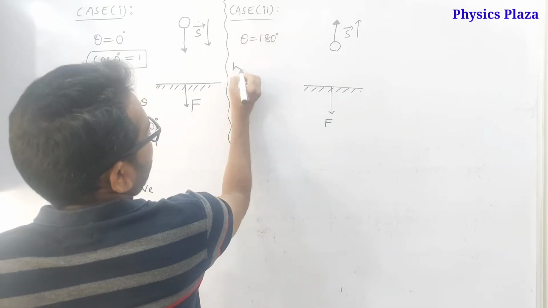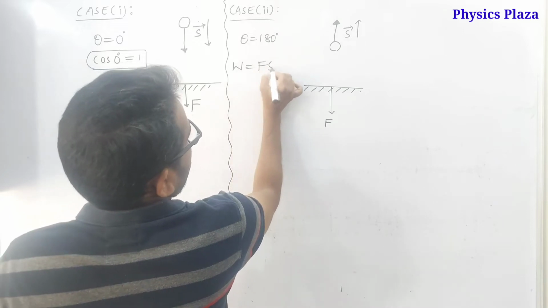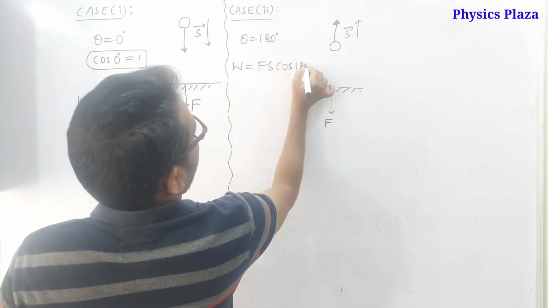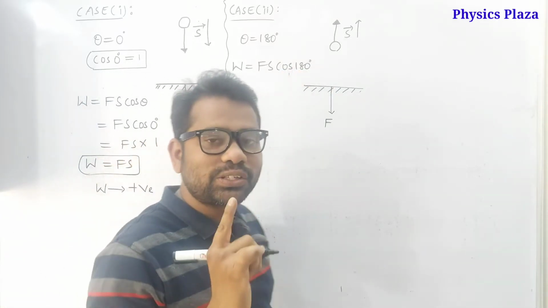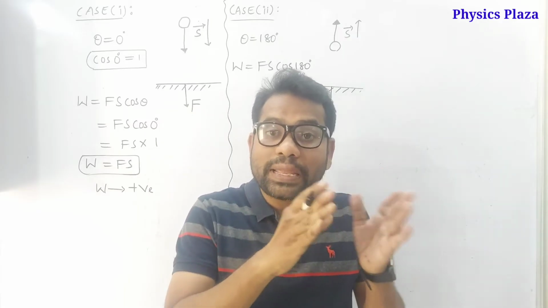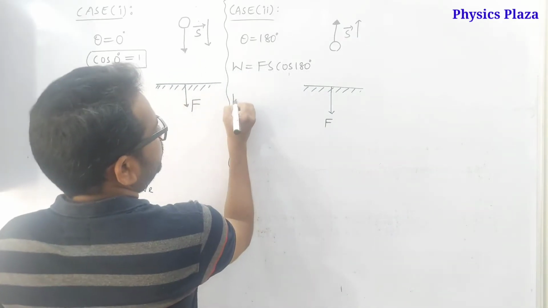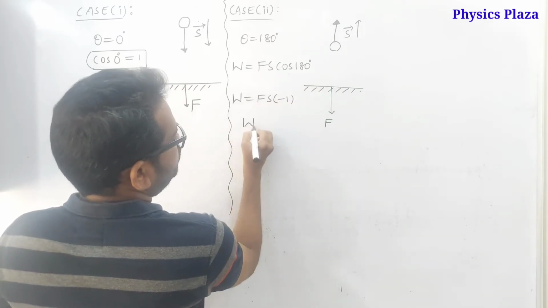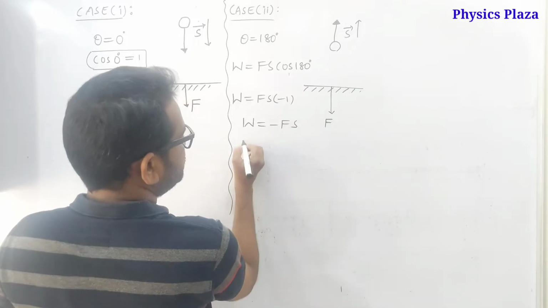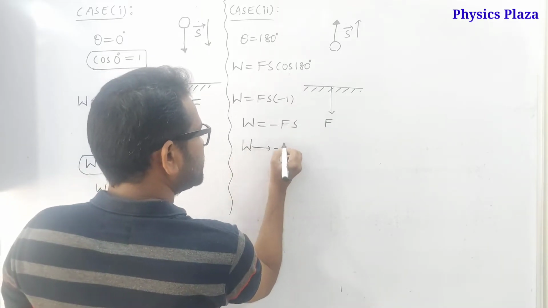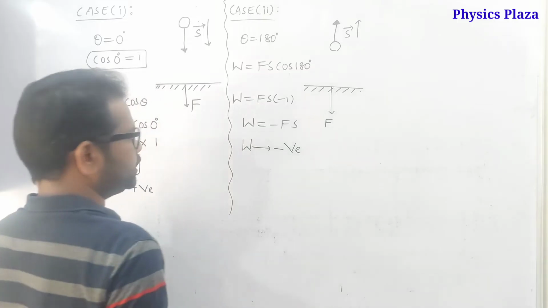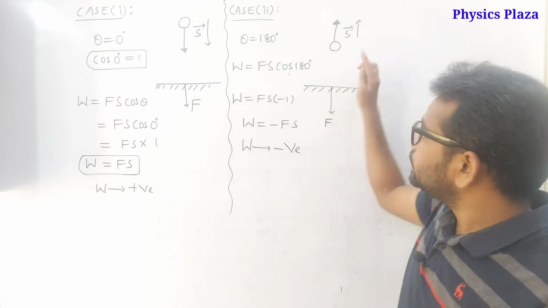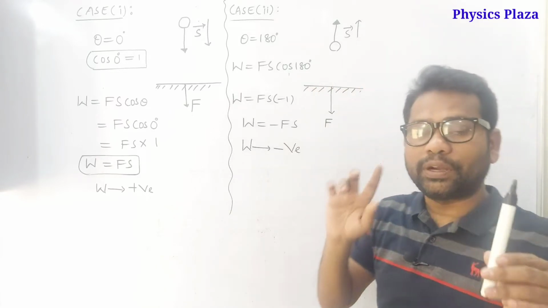Now let us write the expression. W is equal to Fs cos 180 degrees. Children, the value of cos 180 degrees is very important. Cos 180 is minus 1. So here W is equal to Fs into minus 1. So W is going to be minus Fs. That is, children, here we got the work done as negative. So when is the work done negative, children? When a body is displaced opposite to the direction of applied force.